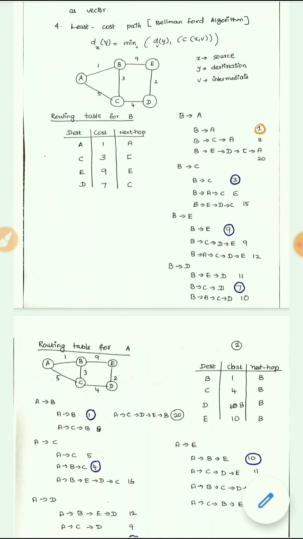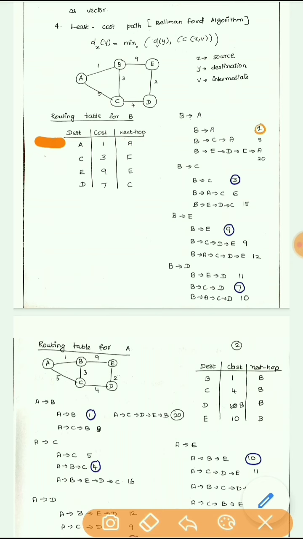So out of these 3 paths, the one with minimum cost will be filled in our routing table. So I have encircled the minimum one, that is, the minimum cost between B and A is 1. That is filled in our destination table. So see here, the first one. The destination is A, the cost is 1, the next hop is A. If you have a direct connection, the next hop is always the same as the destination.